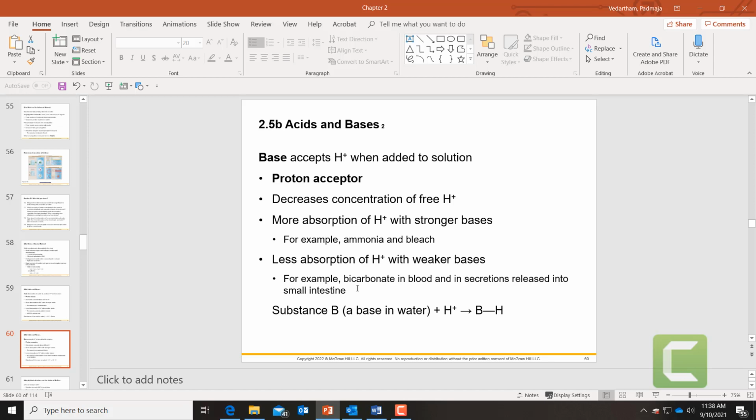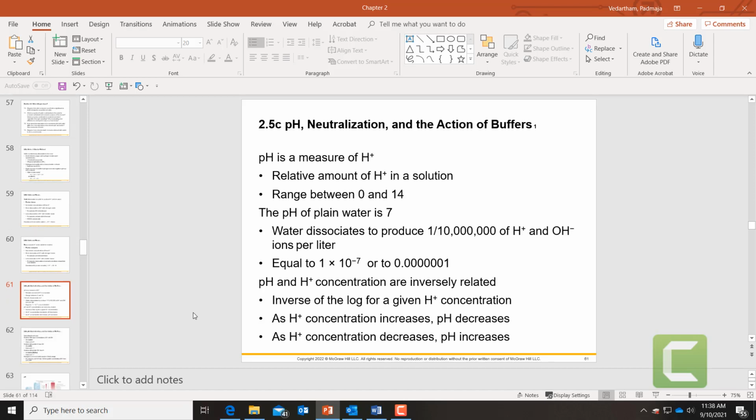Okay, sodium bicarbonate is what we have in our bodies. All right, so those are the two. So why do we need weak acids and weak bases in our blood? That is mainly to neutralize the acids and bases. So before we do that, let's talk a little bit about pH.